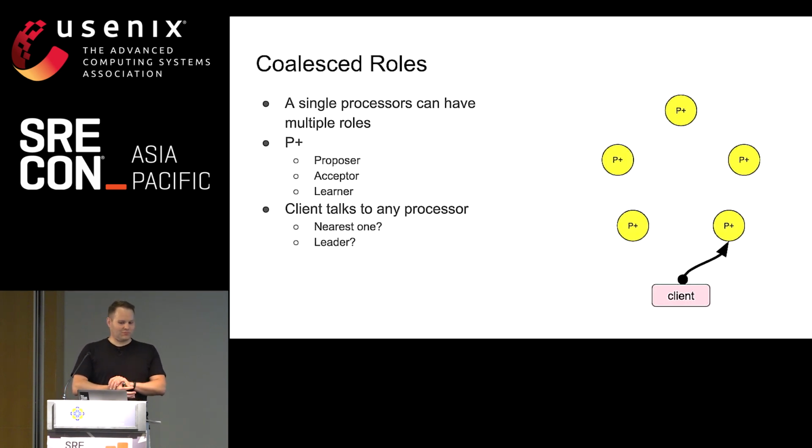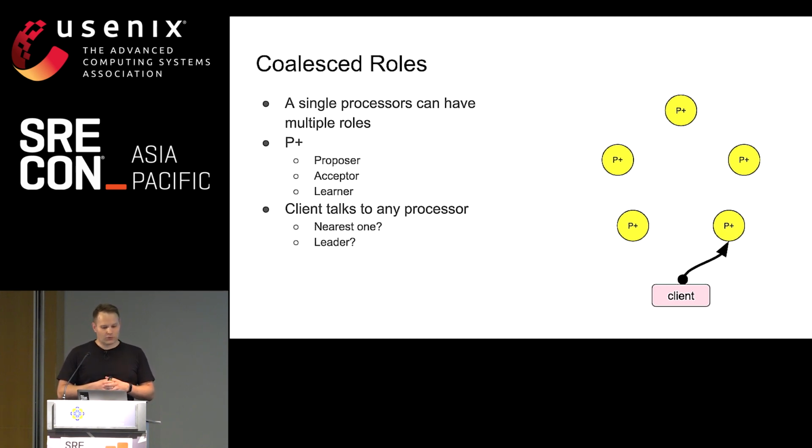Now, this is all a bit too much. At least it was for me. And then I found out what we actually do in practice when we implement such a system. We coalesce all the roles into one piece of software. So forget everything about the different roles, and everything that all these roles do, we just do it in the same piece of software. So now we call the entity a processor, P+ in the slides. And a processor has the roles of proposer, acceptor, and learner.